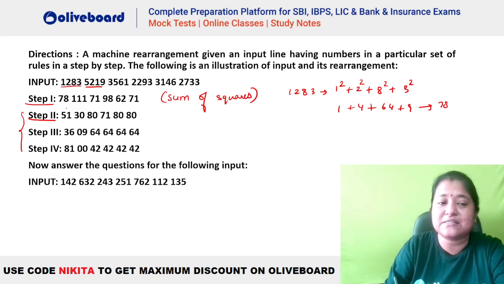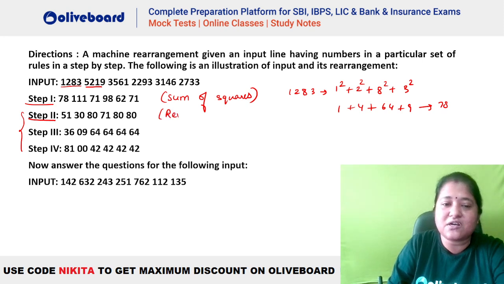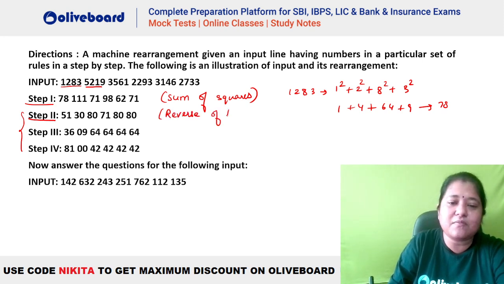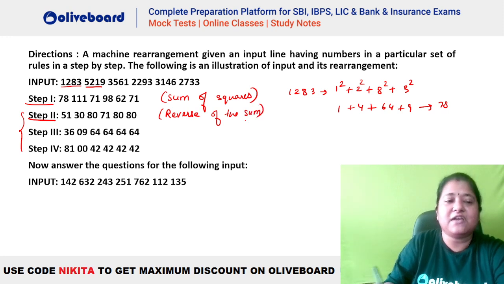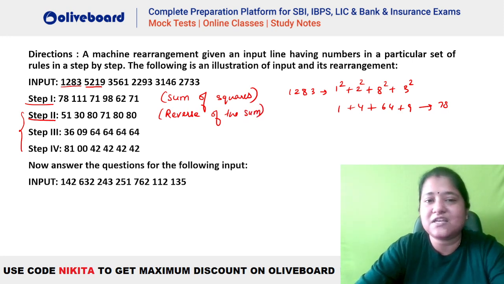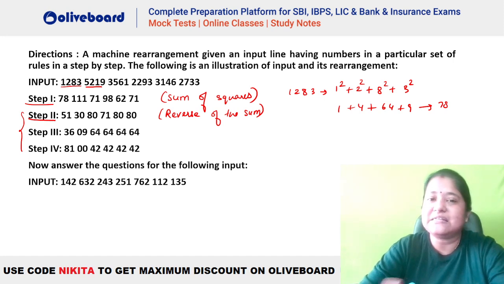This is 7, 8. What is the sum here? 7 plus 8 is 15. So this is the reverse of the sum of the digits. We have taken the sum of the digits, 7 plus 8 gives you 15, and 15 has been written in the reverse order, that is 51. Similarly, for 111, 1 plus 1 plus 1 gives you 03, so 03 has been written as 30. Similarly, 7 plus 1 gives you 08, so it has been written as 80. 9 plus 8 gives you 17, so this has been written as 71, and so on. So we have taken the sum of the digits and written it in the reverse order.